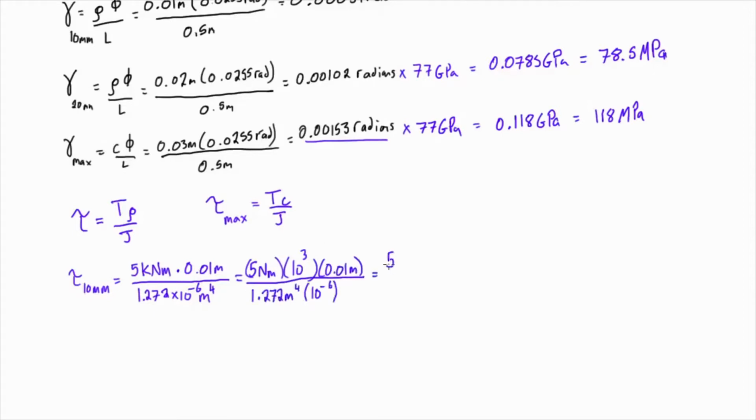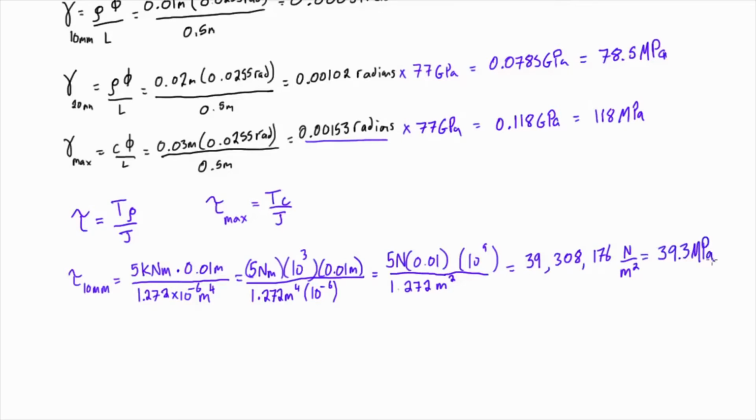So we will get 5 newtons times 0.01, and this is over 1.272 meters squared. And this 10 to the 3 divided by 10 to the minus 6 is going to be equal to 10 to the 9, which we can just leave on the top. So just like that. And now we can see that when we do this calculation, we're actually going to get 39.3 megapascals.